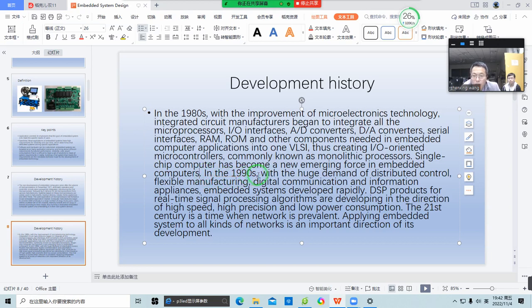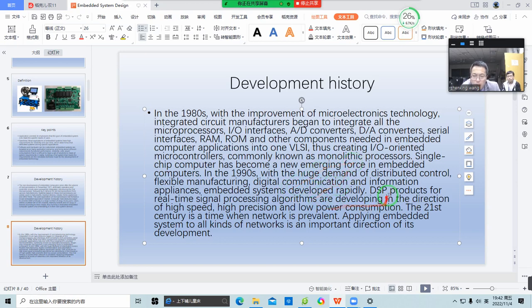In the 1990s, because of the huge demand for distributed control, flexible manufacturing, digital communication, and information applications, the embedded system developed very rapidly. I remember in about 1995 to 2000, in that period, embedded system applications developed very quickly in China.